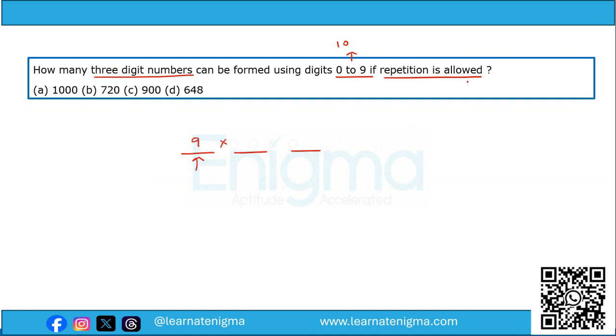Now, repetition is allowed. So whatever digit is used here, we can use it over here as well. Along with that, 0 is also available. So that means 10 digits are available over here and in the units dash as well. So now we multiply 9 into 10 into 10. So the answer comes as 900. So the answer will be option C.